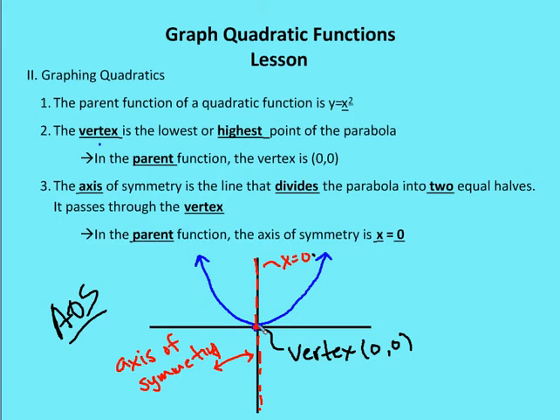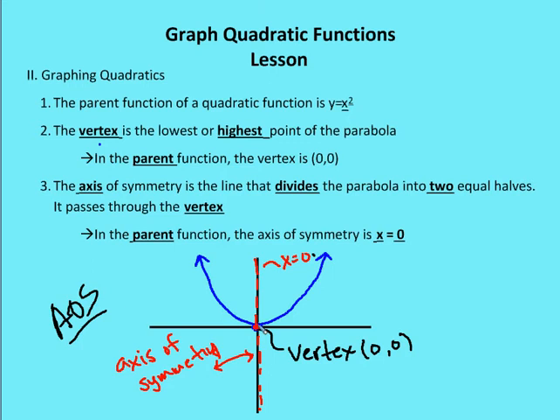Now the axis of symmetry is the line that divides the parabola into two equal halves. So something that is symmetrical has two halves that are exactly the same. So the axis of symmetry divides the parabola into two halves, and it's that red dotted line that goes right through the center of the parabola. And it just so happens that the axis of symmetry passes right through the vertex. Okay, in the parent function, the axis of symmetry is x is equal to 0.